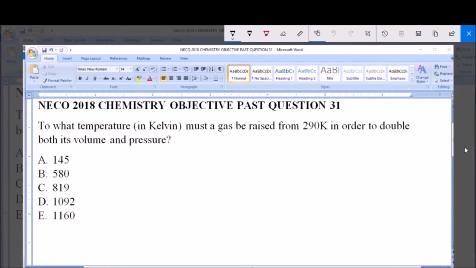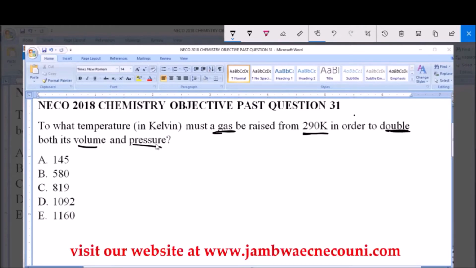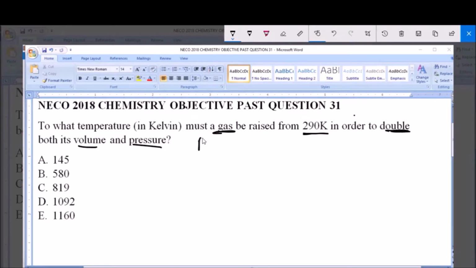1160. So we are given an initial temperature here of 290 Kelvin, and we are asked to what temperature you will raise this gas in order for its volume and pressure to both be doubled. So the formula that gives us the relationship between volume, pressure and temperature of a gas is the general gas equation, which is P1 V1 over T1 is equal to P2 V2 over T2.